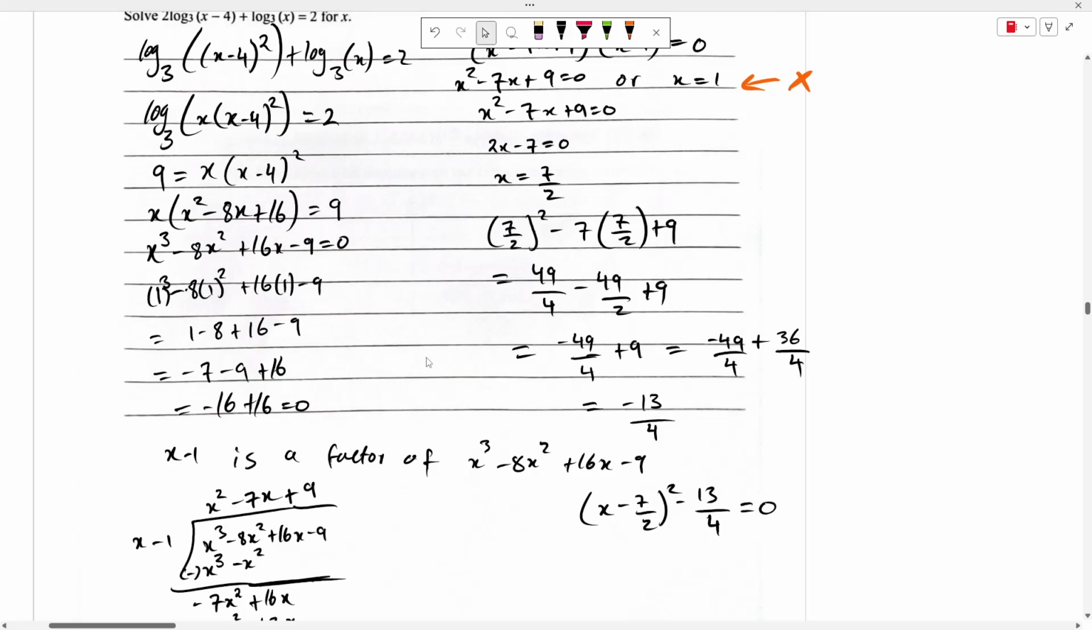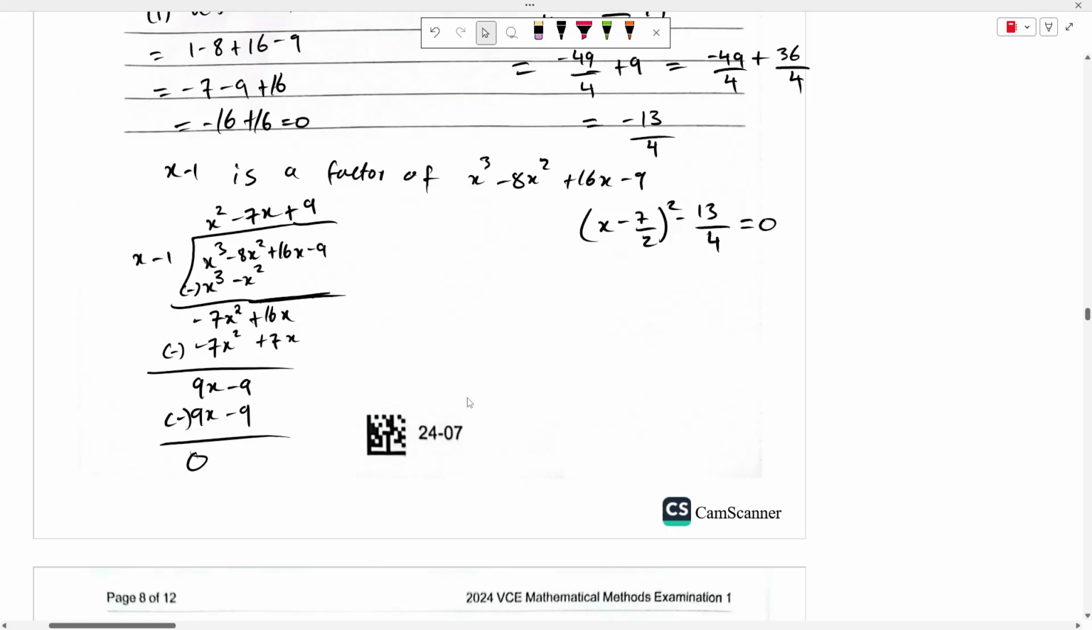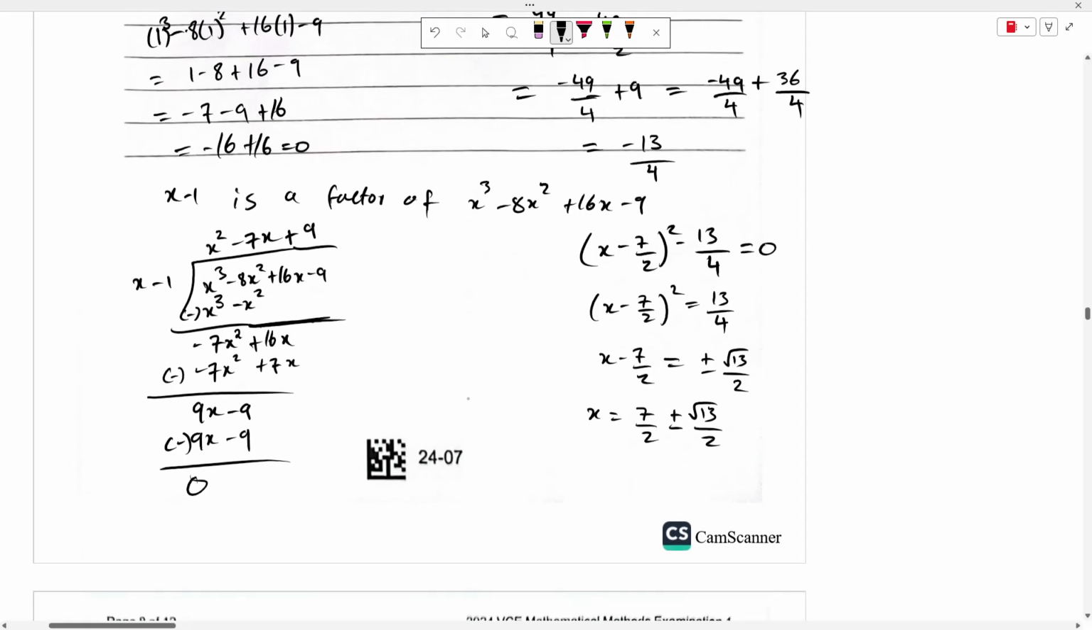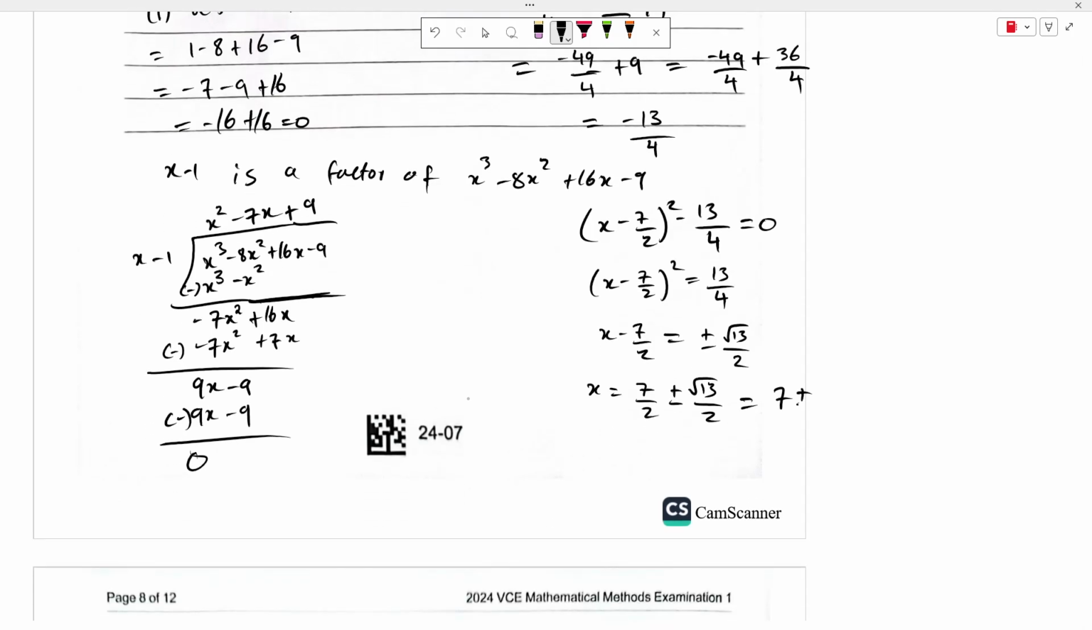And we want that quadratic to equal 0. So now let's try to solve this, right? This is getting a bit hectic. X minus 7 over 2 squared is equal to 13 over 4. X minus 7 over 2 is equal to plus or minus root 13 over root 4. But root 4 is just 2. And so we get x is equal to 7 on 2 plus or minus root 13 on 2. That's actually just 7 plus or minus root 13 all divided by 2 because they have the same base.